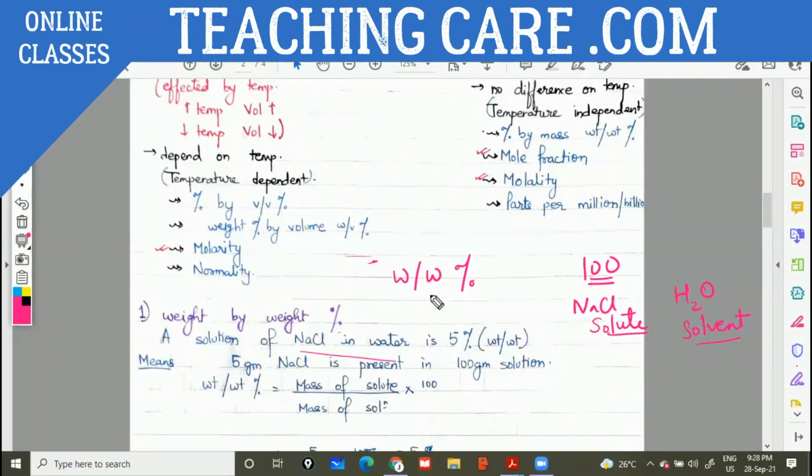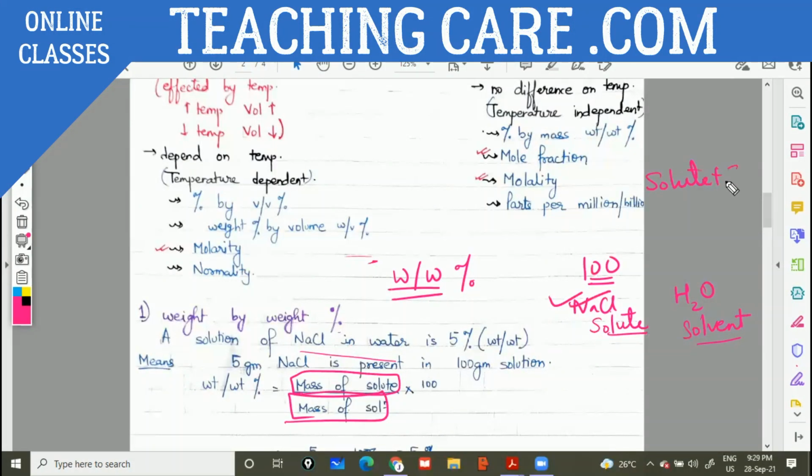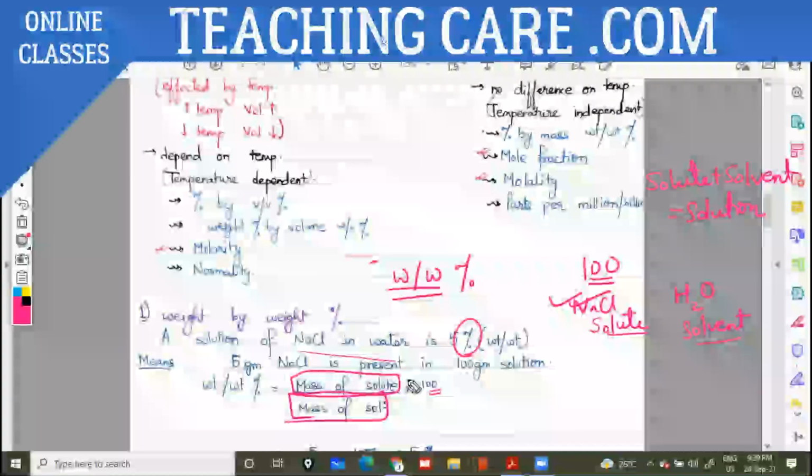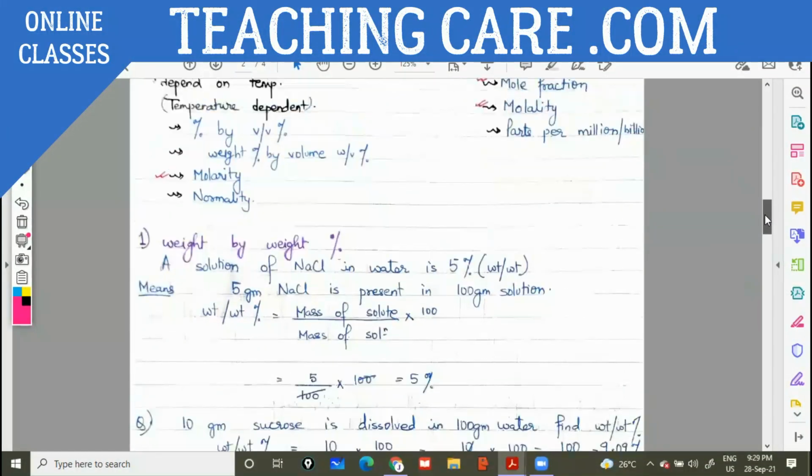So weight by weight percent is mass of the solute, that is your NaCl, upon mass of the solution. Solution will be when you mix the two. Obviously, you know that solute plus solvent equals solution. So mass of the solute by mass of the solution into 100, because we are finding percentage. Weight by weight definition is clear to you? Yes, ma'am.